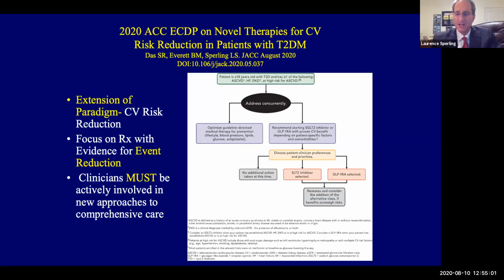Well, just this week was published in JACC the updated ACC Expert Consensus Decision Pathway on Novel Therapies for Cardiovascular Risk Reduction among people living with type 2 diabetes. This is an extension of the paradigm of cardiovascular risk reduction, and we now have evidence that several classes of agents, the SGLT2 inhibitors and the GLP-1 receptor agonists, not only will improve glycemic control, but actually these agents are moving to the forefront in that these are cardiovascular preventive pharmacotherapies. Next slide.